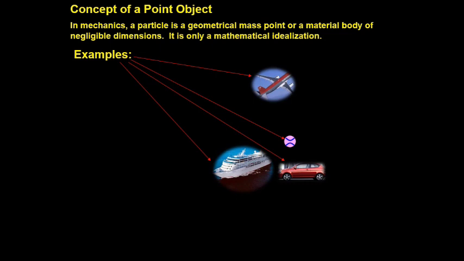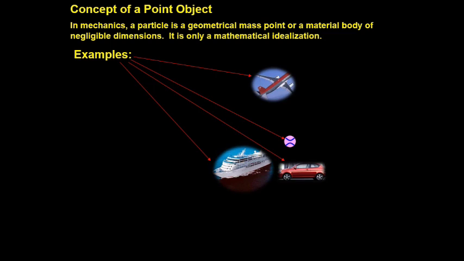A ball in your hand may not be a point object, but when it comes to the entire size of the stadium, say Melbourne's cricket ground, the size of the ball is much smaller. So in that case, it's a point object. So it's a relative point.